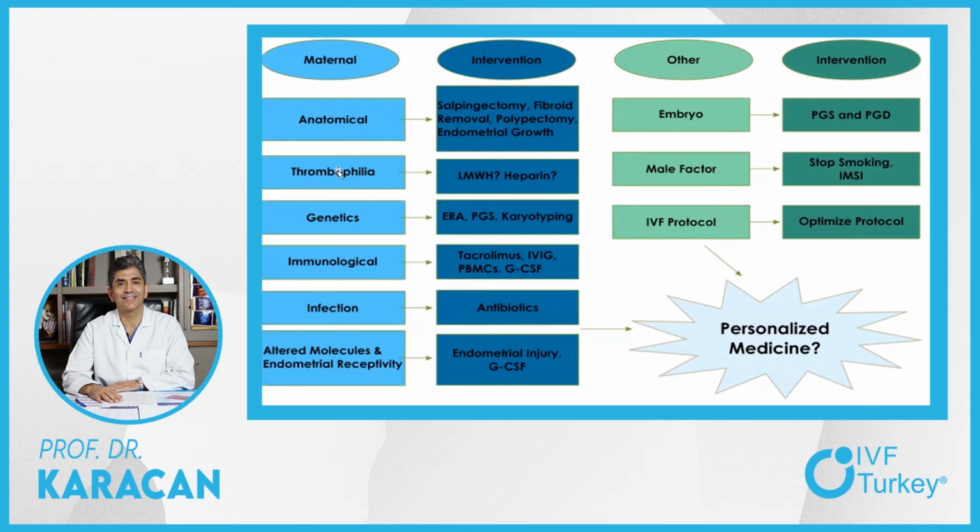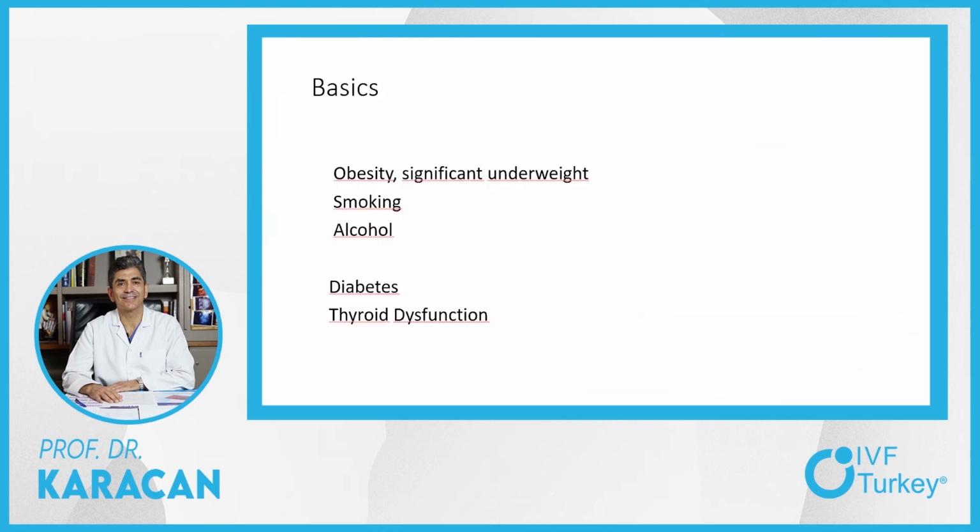The other one, thrombophilia, and genetical problems, chromosomal problems, immunologic problems, infections, and some molecules in the endometrial receptivity are also accused of being important in the implantation process. But let's start with anatomical factors. Before that, I'd like to give some basics which are accepted worldwide.